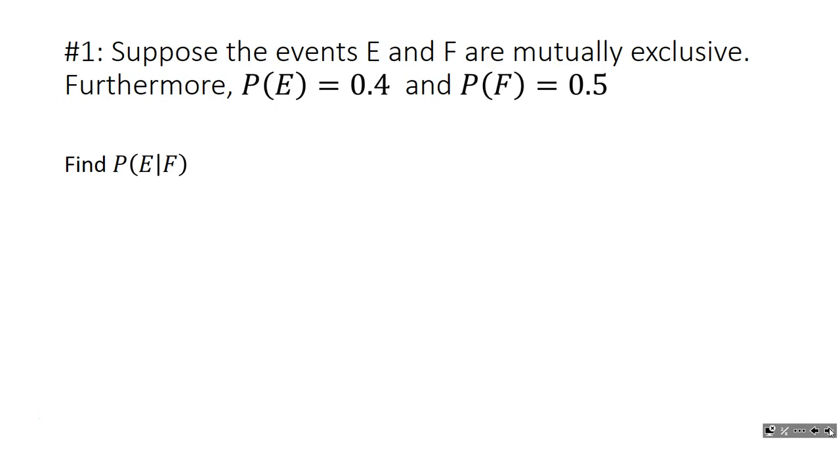Now when you're working a probability problem, you want to first make sure that you extract all the information that's given to you. Obviously we're given two probabilities here, 0.4 and 0.5, but we have to make sure that we don't overlook this other critical information that tells us that E and F are mutually exclusive.